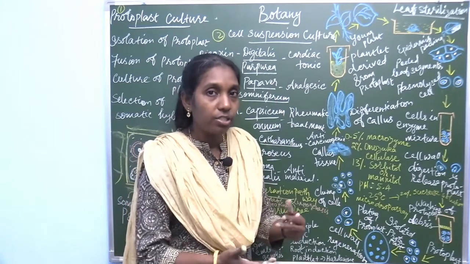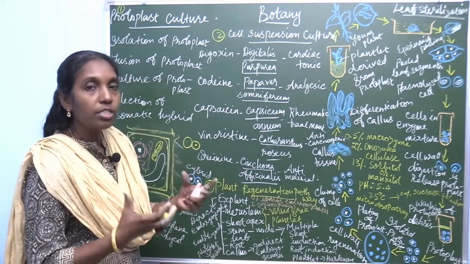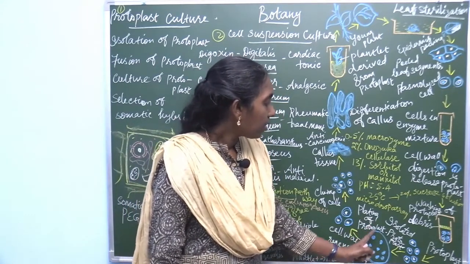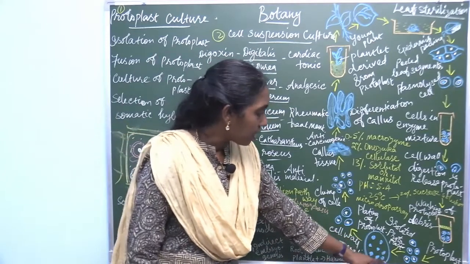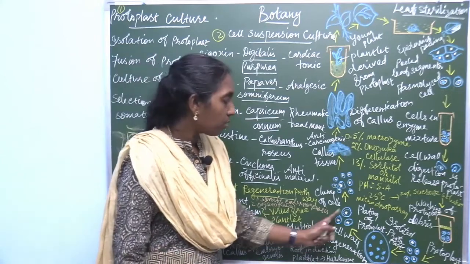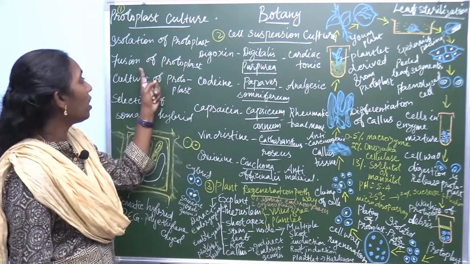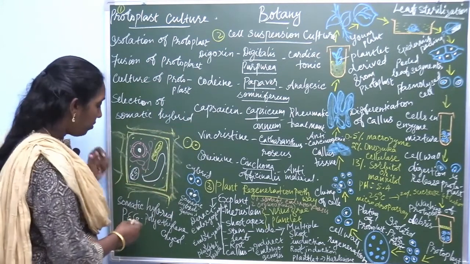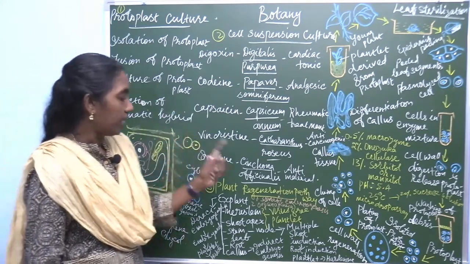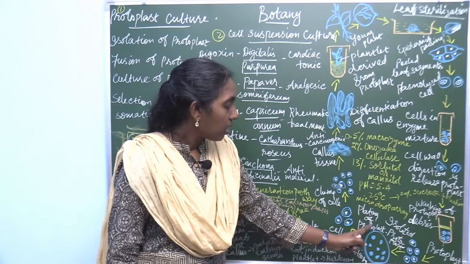After that, the fused protoplasts are allowed to culture to produce a clump of tissues. The plating technique or micro drop array technique is used for regeneration of the cell wall. So this process is culturing. The third step is culture of protoplast. First isolation, then fusion with PEG, polyethylene glycol, and then culture of protoplast. To culture it, the micro drop array or plating technique can be used.